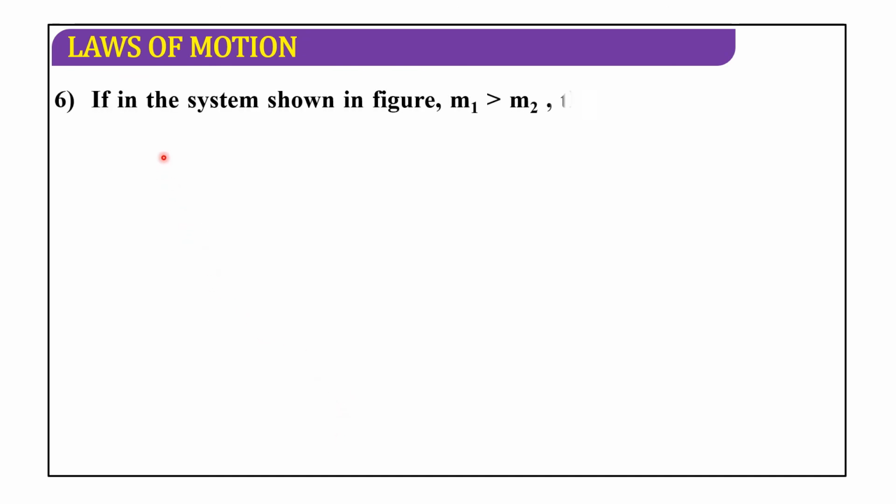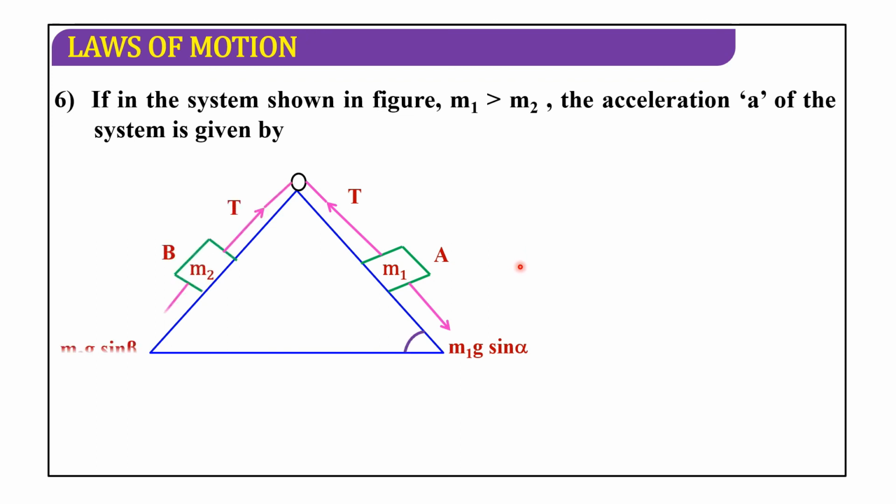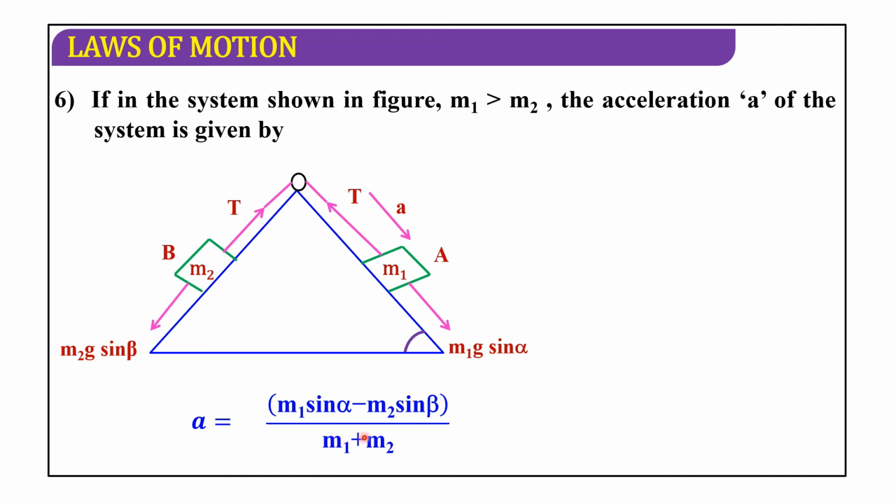If in the system shown in the figure m1 is greater than m2, the acceleration a of the system is given by, here, see the figure, if m1 is greater than m2, then the acceleration of the system a is equal to m1 sin alpha minus m2 sin beta by m1 plus m2 into g.